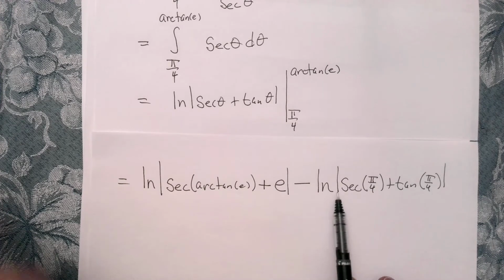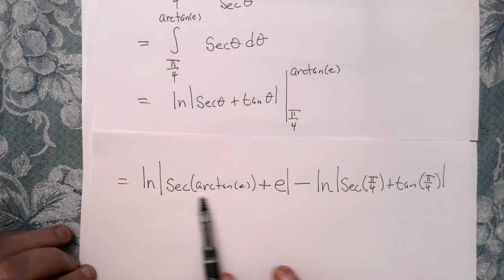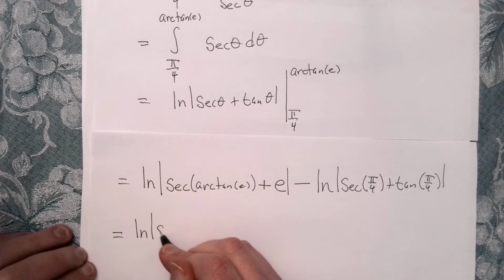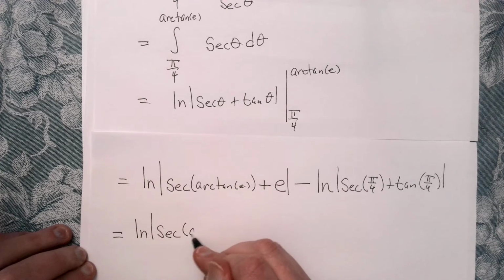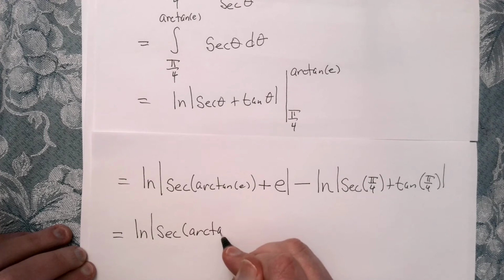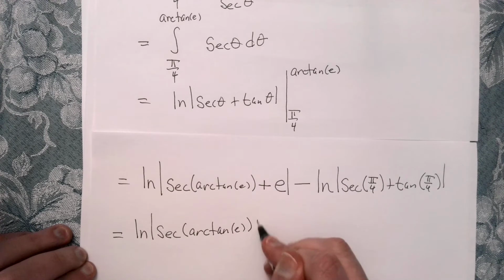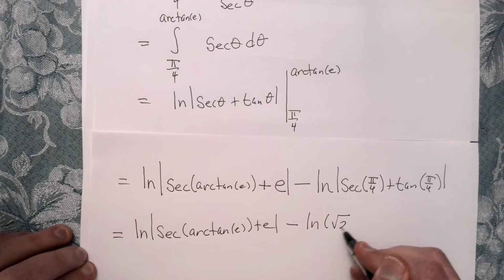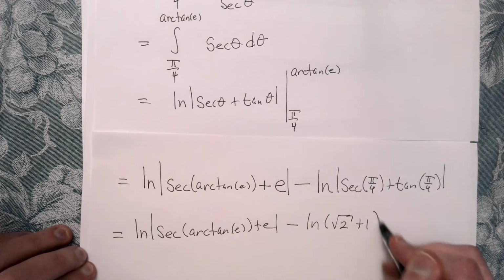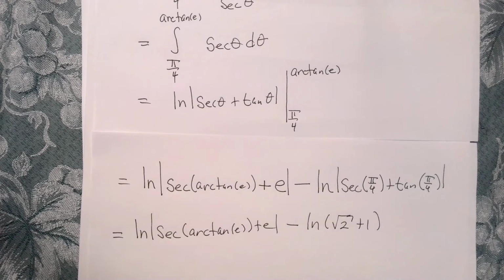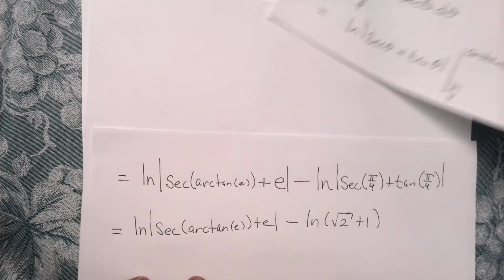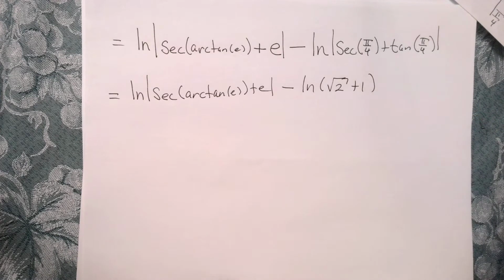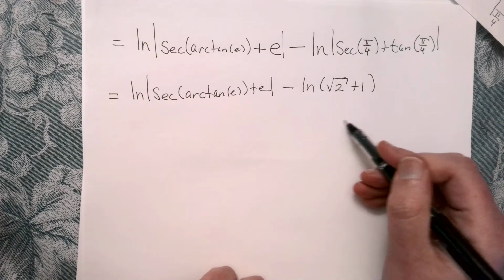And then here, let's take care of this, and then we'll collapse this down a bit more. So we've got the natural log of the absolute value of the secant of the arctan of e plus e minus the natural log of radical 2 plus 1. And so, yeah, let's do a little bit of side work here, right? So let's take care of this. So, how about we say the following?